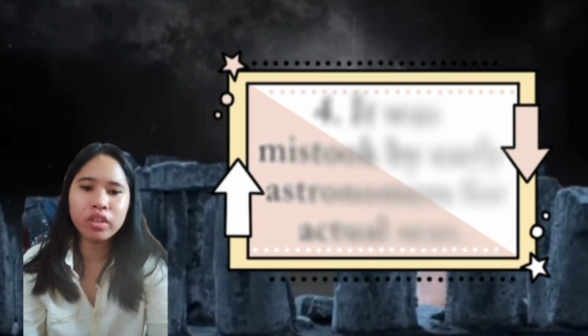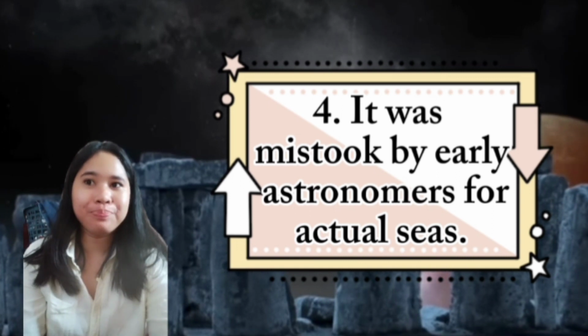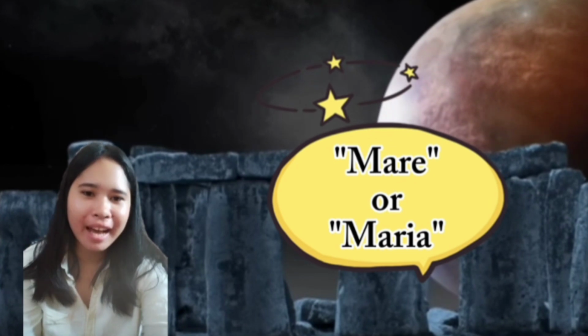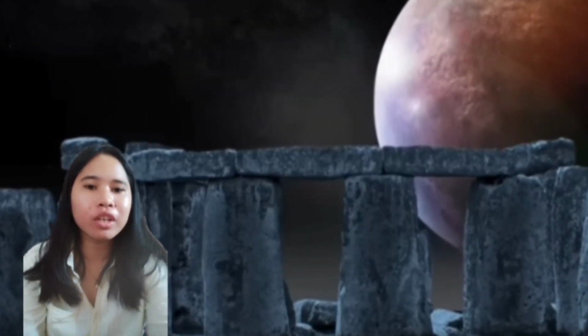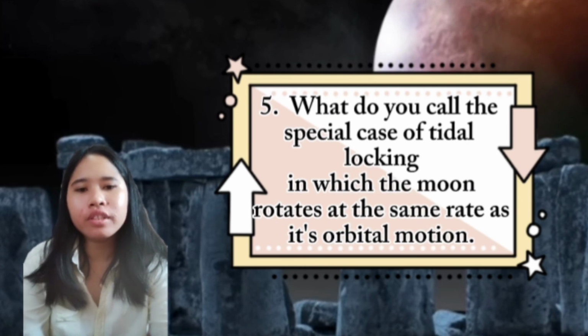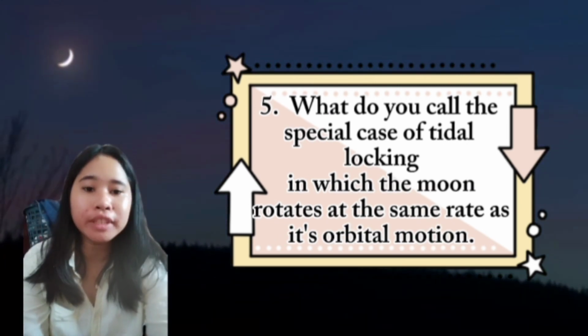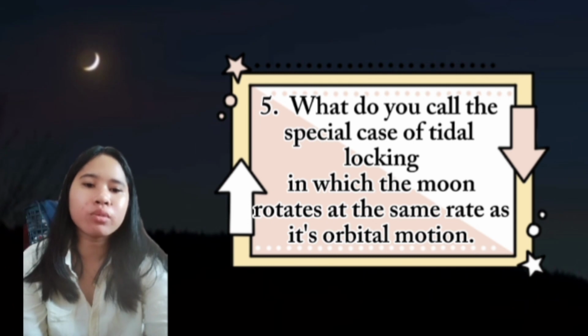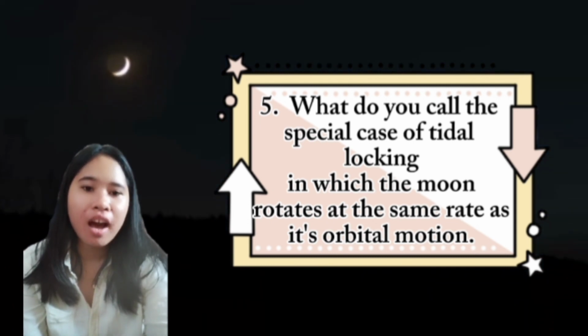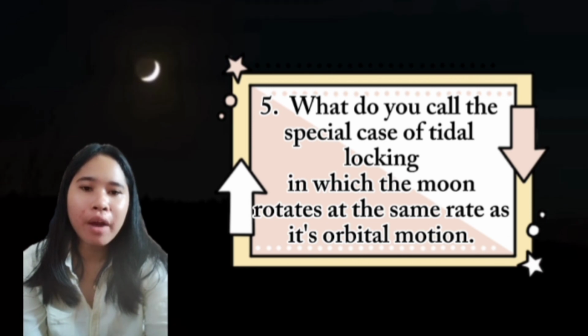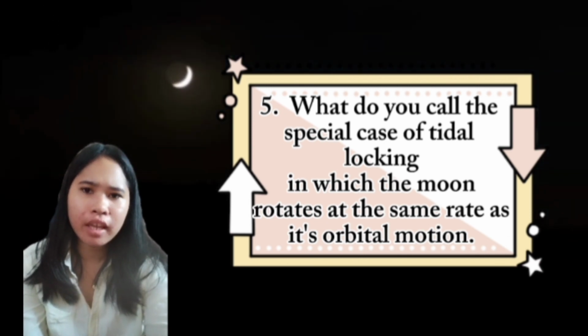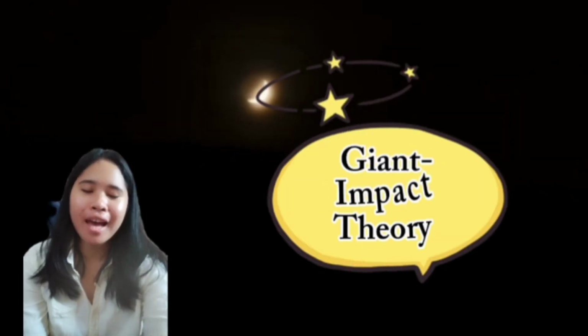So, the fourth question is: it was mistaken by the early astronomers for actual seas. It is mare, or in plural, maria. The fifth question: what do you call the special case of tidal locking in which the moon rotates at the same rate as its orbital motion? I have flashed this on the PowerPoint presentation. So I guess you have read it? Yes, the correct answer is giant impact theory.